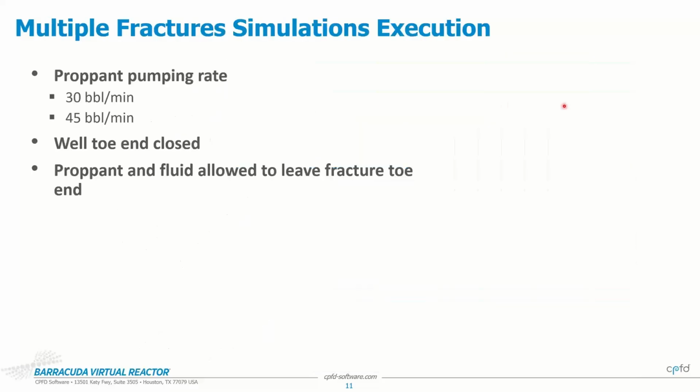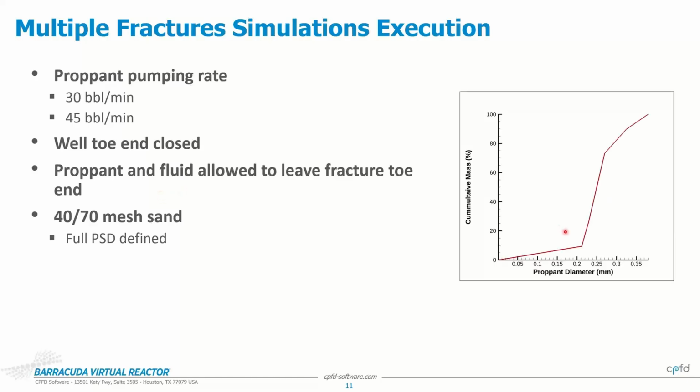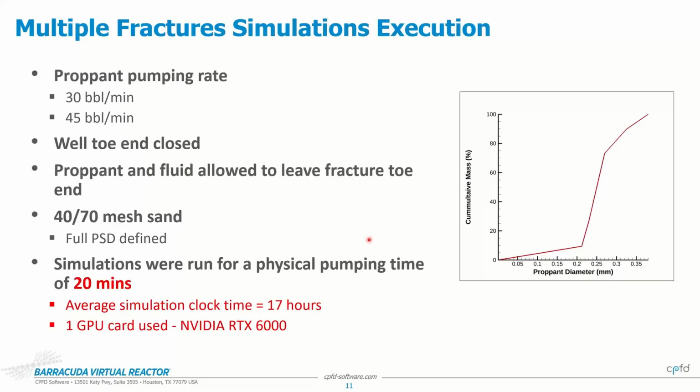Firstly, as I said, we are using 2 pumping flow rates, 30 barrels per minute and 45 barrels per minute. The well toe end is closed. The proppant and the fluid are allowed to leave the fracture toe ends. We are using a 40 by 70 mesh sand here. Again, we define the full PSD available. And most importantly, we run these simulations, which are hundreds of feet in length, and we're able to simulate about 20 minutes of physical pumping time. We can do this within about 16, 17 hours, roughly, for all these cases, right? And to do this, we only use 1 GPU card, which is our RTX 6000 in a data center.